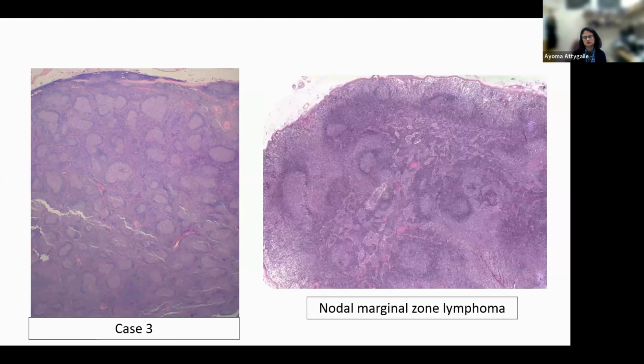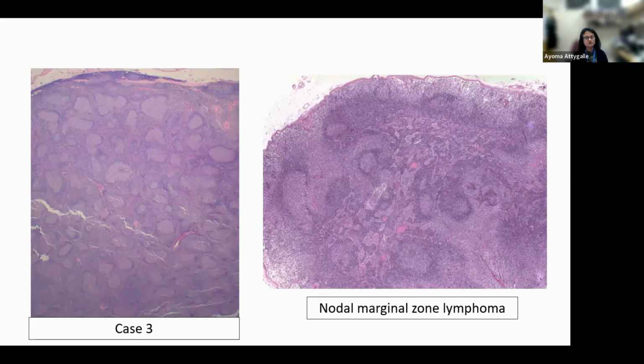What about nodal marginal zone lymphoma? This is that image you saw earlier, slightly smaller. The problem, as I say, is that not all lymphomas read the textbook. It doesn't always have a textbook image like the one you're seeing here, where the process on the left is mainly a follicular process, and the process on the right has a marginal zone distribution. And if you look at the follicles, they will be reactive-looking follicle centers.